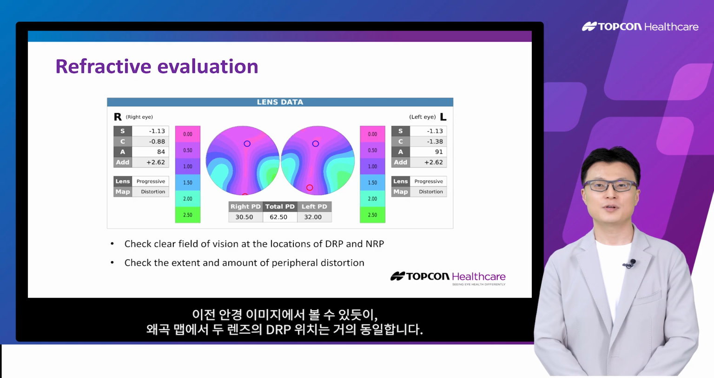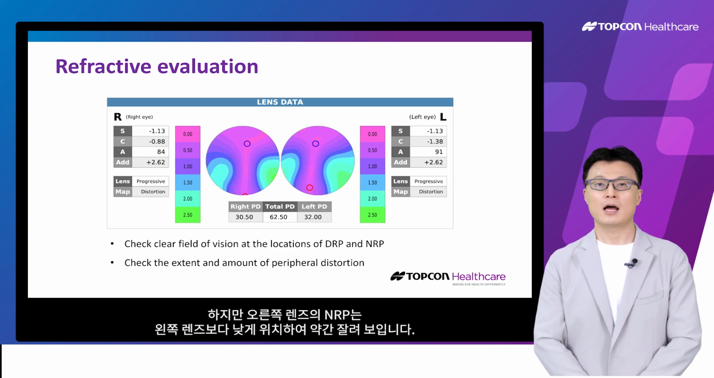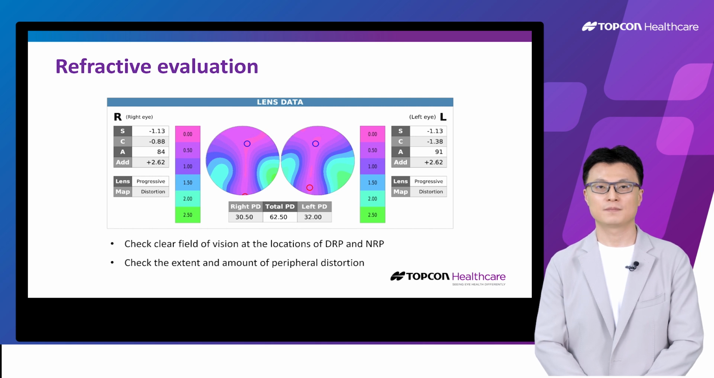As you can see in the previous image of the spectacles, the position of the DRP on both lenses is almost the same in the distortion map. However, the NRP on the right lens is positioned lower than the left lens, so it's slightly cut off.